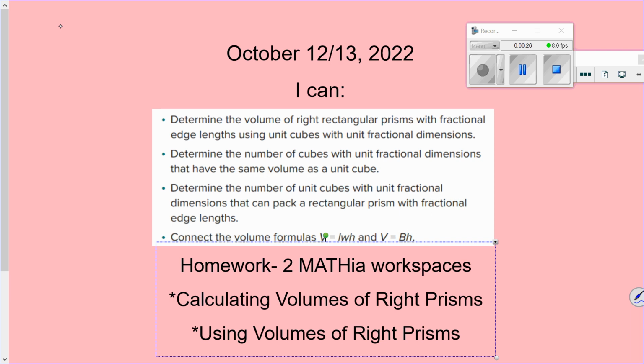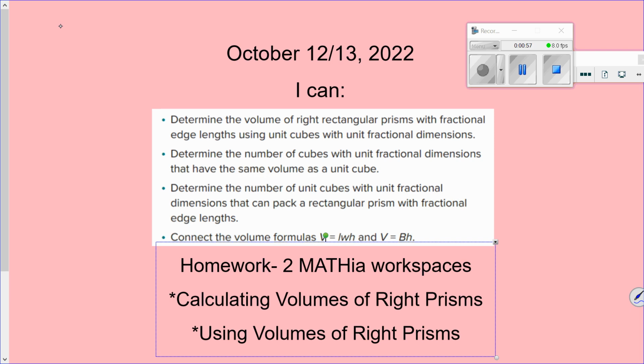And determine the number of unit cubes with unit fractional dimensions that can pack a rectangular prism with fractional edge lengths. So several different pieces we're working on. We're also going to connect two different volume formulas, where volume is length times width times height, and volume equals the area of the base times the height. That's what the big B stands for. So you'll see that, but we'll be working through that one a little bit.